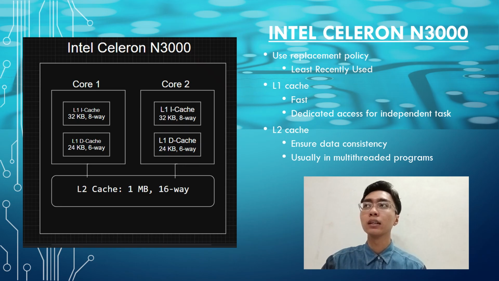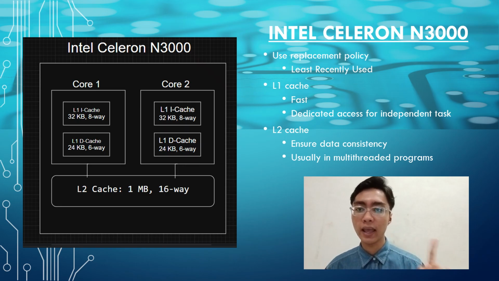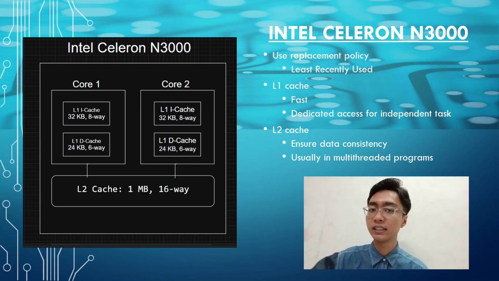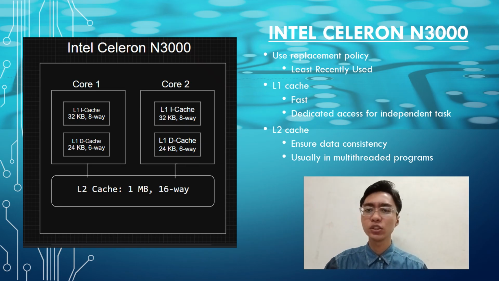Imagine it like a very well organized library. L1 is your personal desk, L2 is the shared stack, and the associative design is the smart catalog system. Together, they minimize delay and save energy, making this processor efficient for budget devices. Let's wrap it up with a summary.